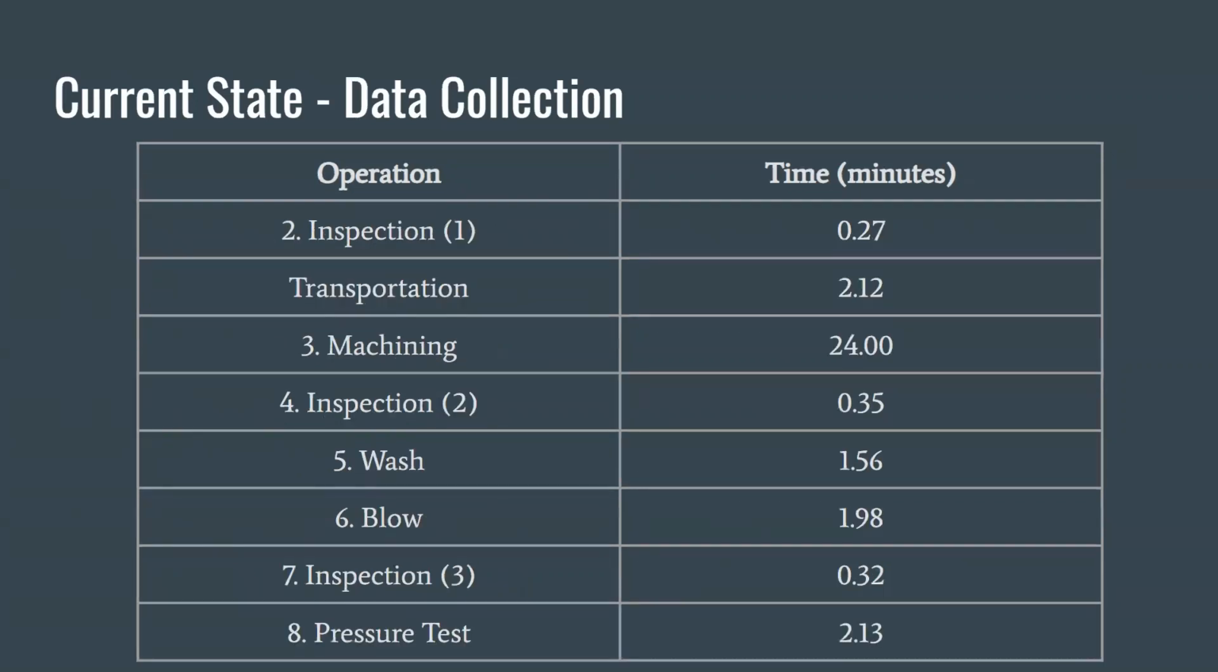Here you can see the next operations following the die casting cycle. As you can see here, the cycle time for every operation falls below 4 minutes, except for our machining process, which has a total cycle time of 24 minutes, making it our bottleneck by a great amount.